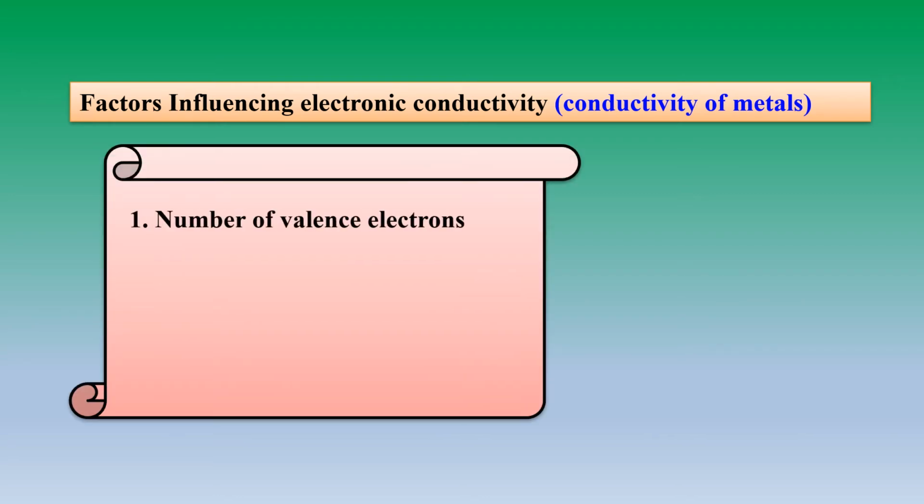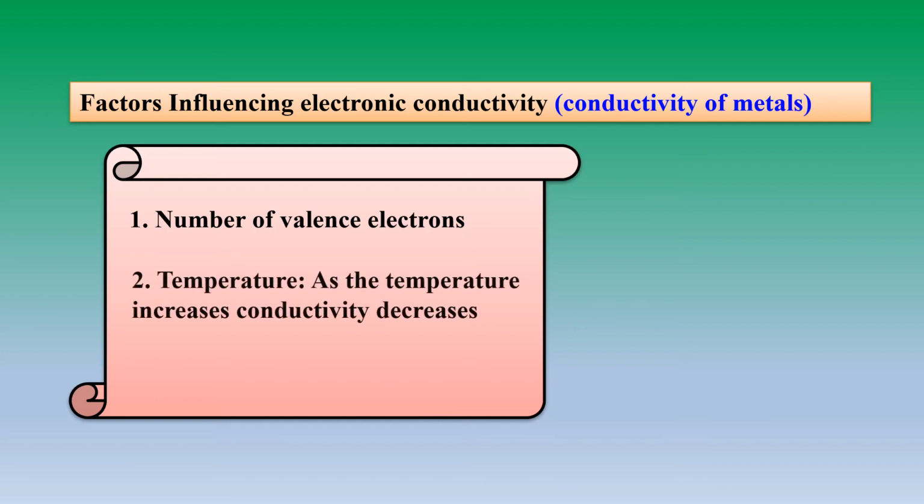First one is the number of valence electrons. The more valence electrons, the more the conductivity. The second one is temperature. As the temperature increases, conductivity decreases, because as the temperature increases, there will be a resistance for the free flow of electrons. Hence, the conductivity decreases in the case of metals as the temperature increases.